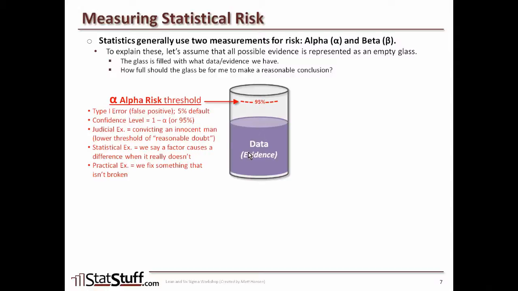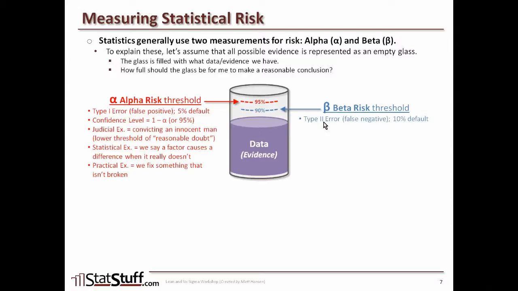And to help avoid it, we want to fill our glass up to at least 95% or higher to minimize that risk as much as possible. We're willing to accept up to 5% as a threshold for this risk, but we don't want to have more than that. Now, another type of error or another type of risk is what we call the beta risk, and this might be represented here as that threshold at 90%.